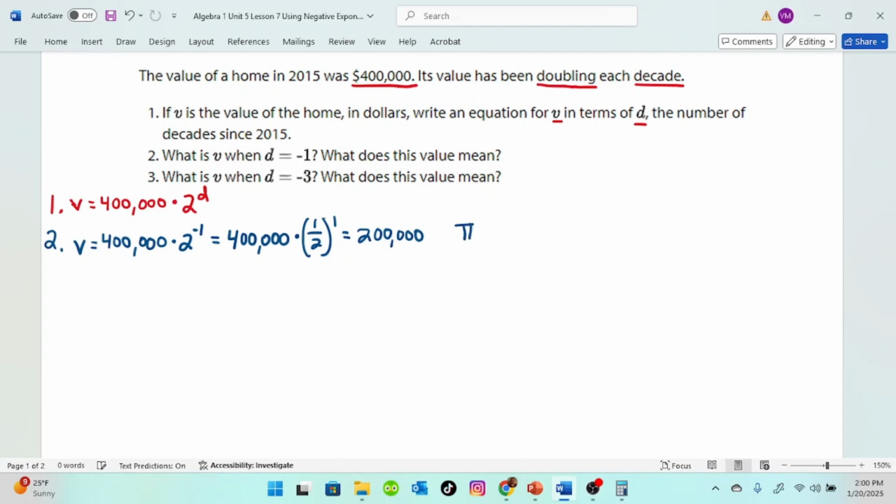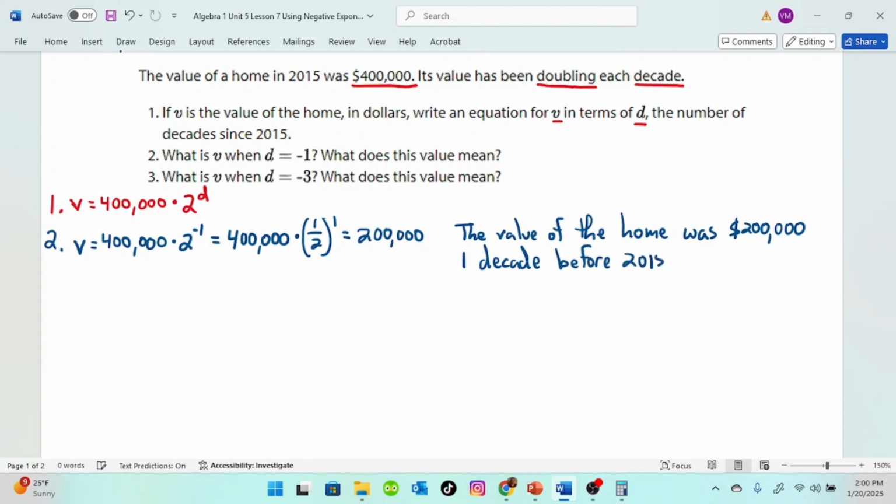They want to know what this value means. It means the value of the home was $200,000 1 decade before 2015. So this means back in 2005.